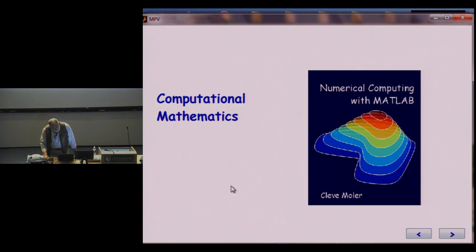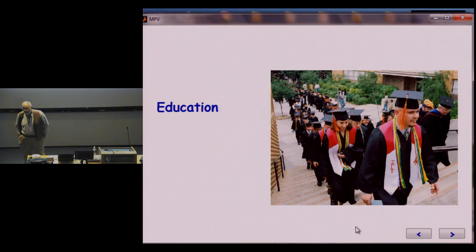MATLAB is not much used in mathematics. I like to say that mathematics is the art of avoiding computation. If you have a mathematical model that requires computation, it's too complicated. But in numerical mathematics, MATLAB is widely used, and I've written a couple books that are available on the web for use in numerical methods classes. And then as a former professor and occasional visiting professor, I'm very proud of the role we play in institutions like this, where MATLAB plays an important part of the education system.